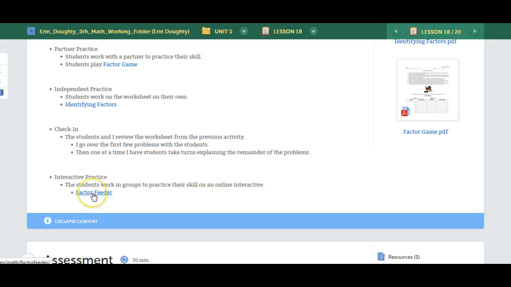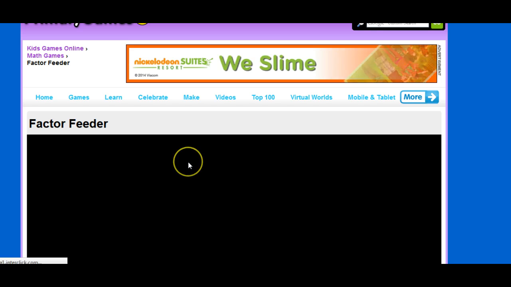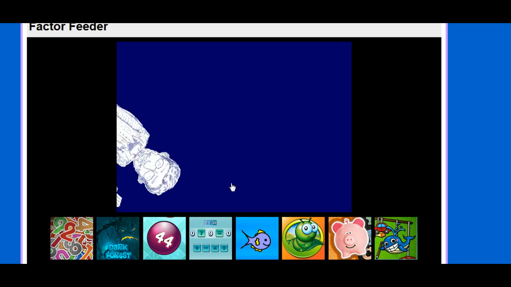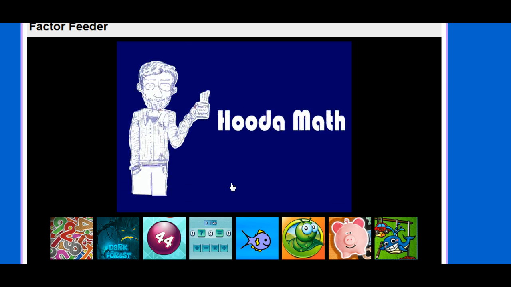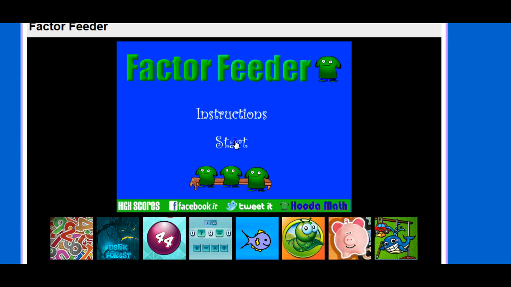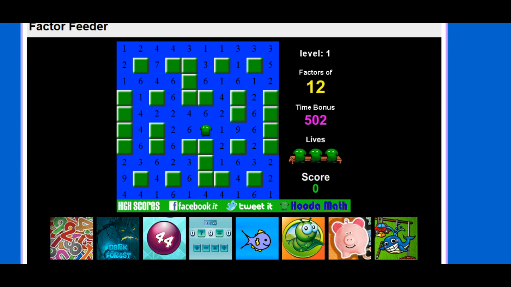For the interactive practice, I found an interactive called Factor Feeder. The students have to move their little guy along and only eat factors of that number. So for example, if they eat 7, that's not a factor of 12, so they would die or they would lose their life.